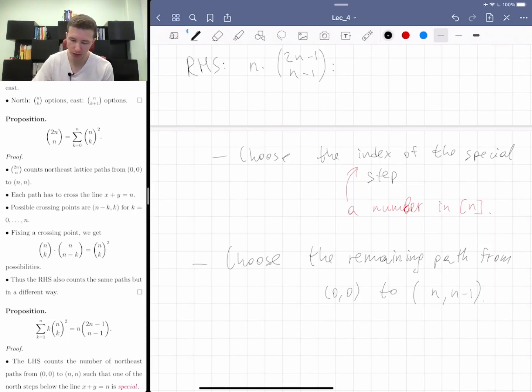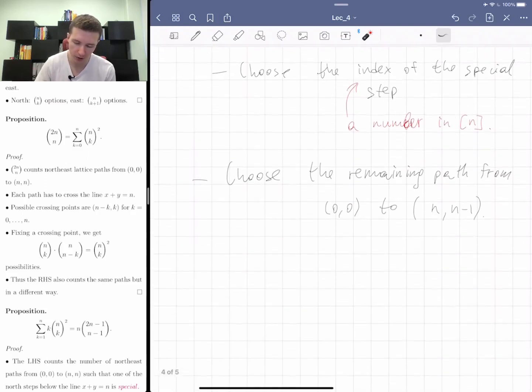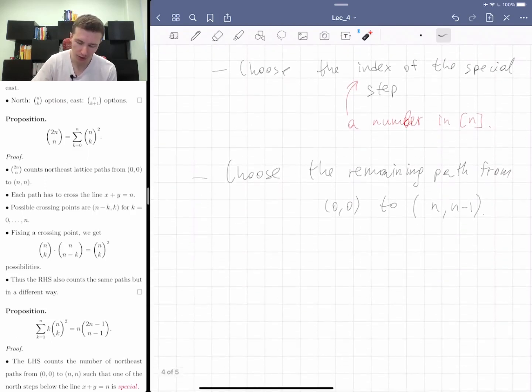Right, so at this point I'm forgetting about the k. Let me give you an example of what I'm going to do. Again there's two steps. First I have to choose the index and then I have to choose the remaining path. Let's say n is equal to 4. So I have to choose an index between 1 and 4.